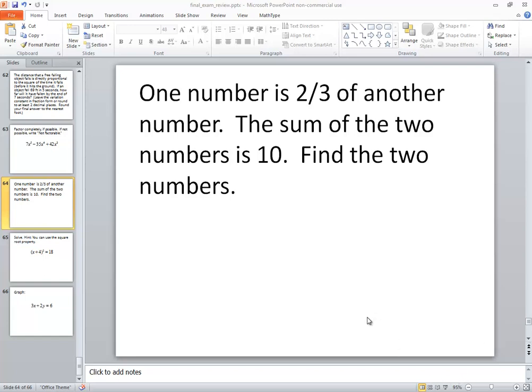Let's take a look at this problem. One number is 2/3 of another number. The sum of the two numbers is 10. Find the two numbers.